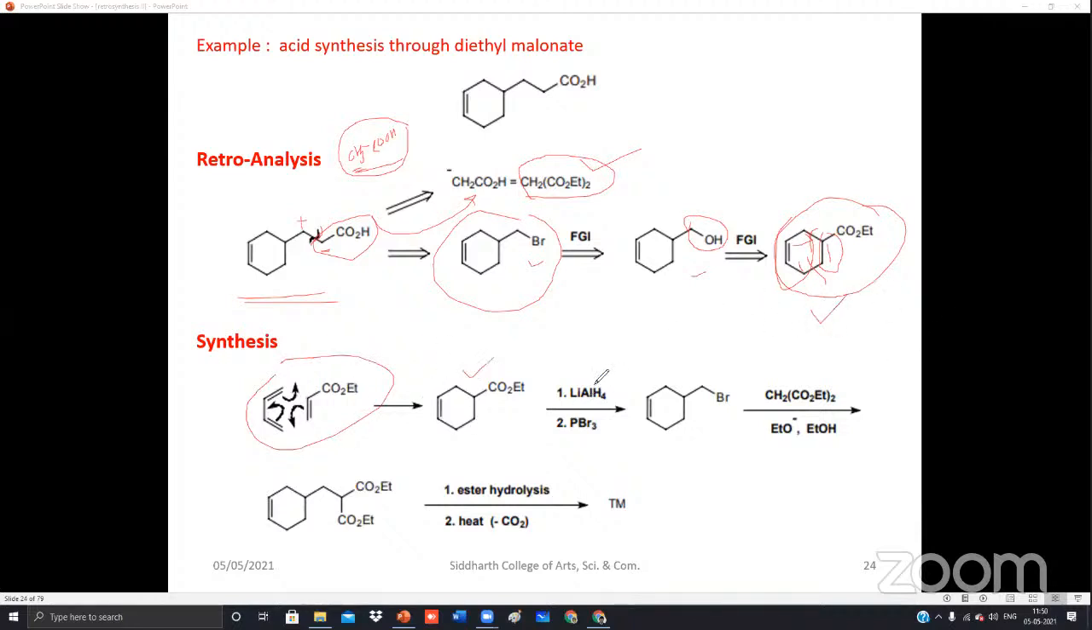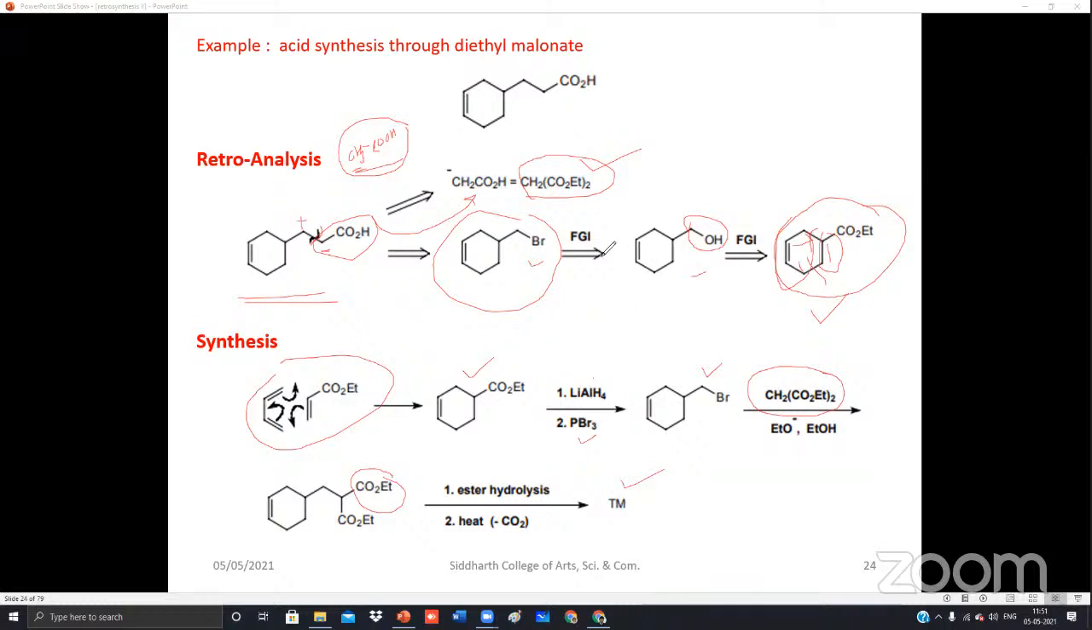Okay, on the reductions, this will give the primary alcohol, followed by a PBr3 treatment. You will get the halide, and then the halide undergoes alkylation with this particular malonate, and you will end up with the target molecule. Now, we don't want both the carboxylate groups here, so we do the hydrolysis followed by decarboxylation. You will end up with the target molecule.